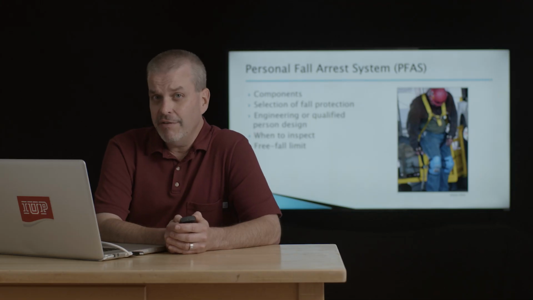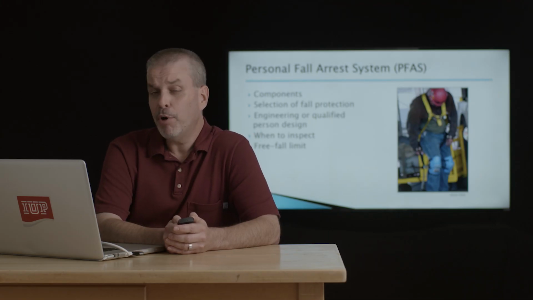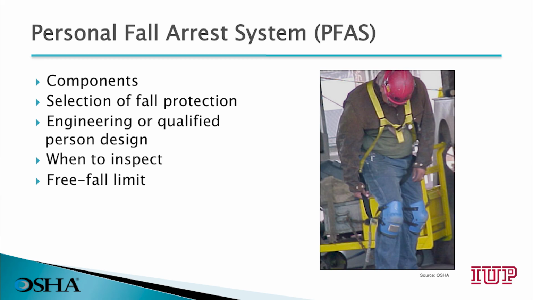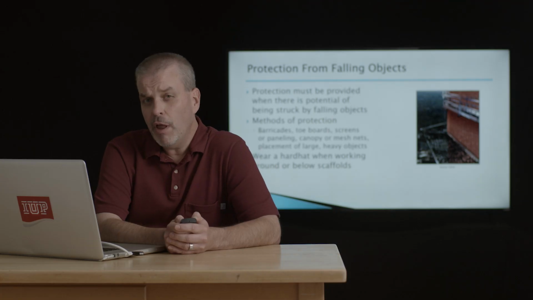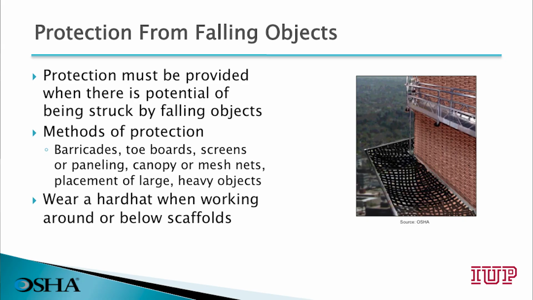If a guardrail is not available to protect an open side, a personal fall arrest system must be used. And that personal fall arrest system shall be attached by lanyard to a vertical lifeline, a horizontal lifeline, or a scaffold structural member. Protection from falling objects must be provided when there's a potential for a struck-by hazard. Methods of protection include barricades, toe boards, screens or paneling, canopy or mesh nets, or placement of large, heavy objects to protect workers below. Always wear a hard hat when working around or below scaffolds.